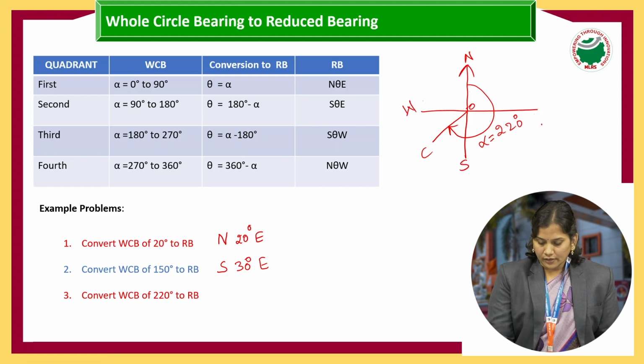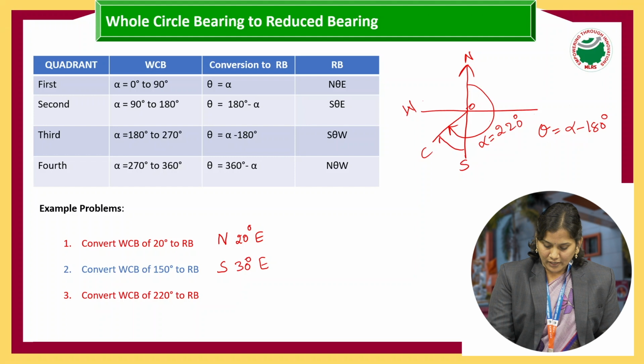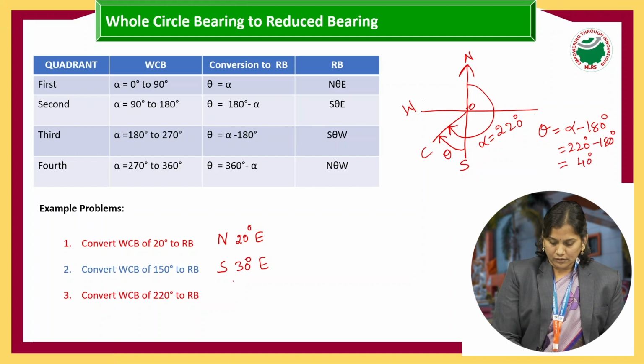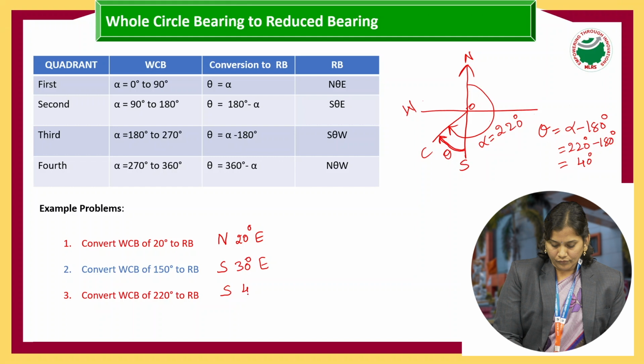Now, what is theta? Theta equal to alpha minus 180 degrees. So, that is this value from south towards west. So, this is equal to alpha, 220 degrees minus 180 degrees, that is 40 degrees. In which direction we are measuring? South towards west. South 40 degrees west.